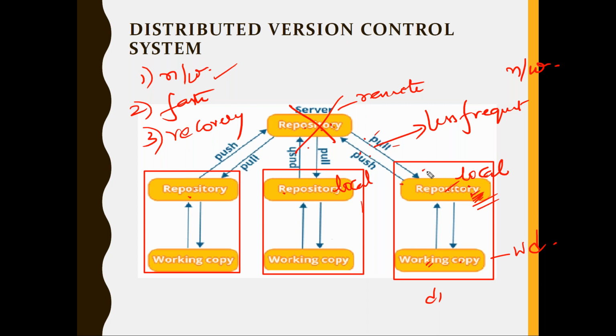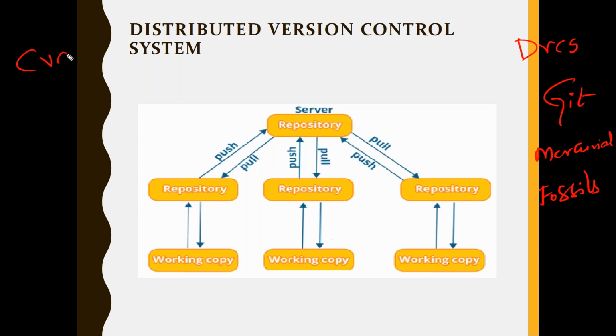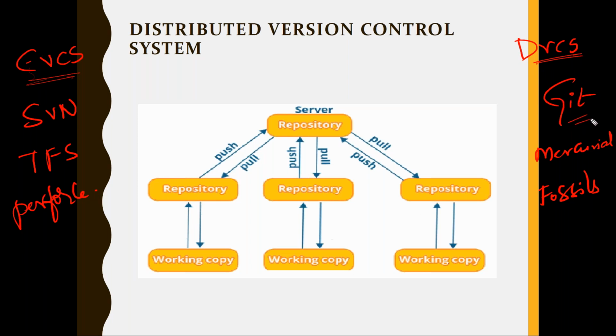Am I clear? Understood this much, everyone? So this is how a distributed version control system works, and Git falls under this category. Some examples of distributed version control systems are Git, Mercurial, Fossil. Centralized version control systems are SVN, TFS, Perforce. Because distributed version control systems are very helpful, Git is very widely used nowadays in all modern DevOps projects.